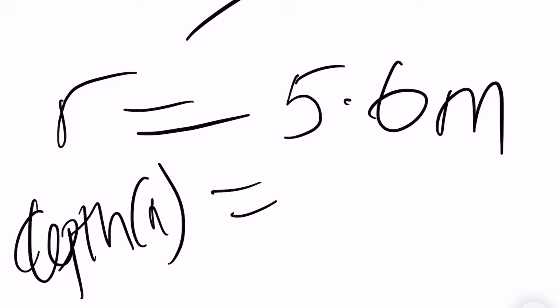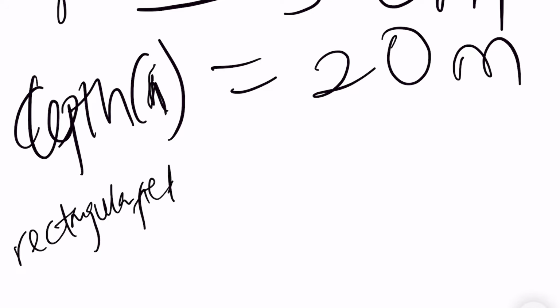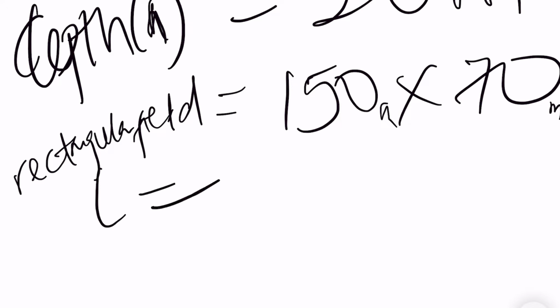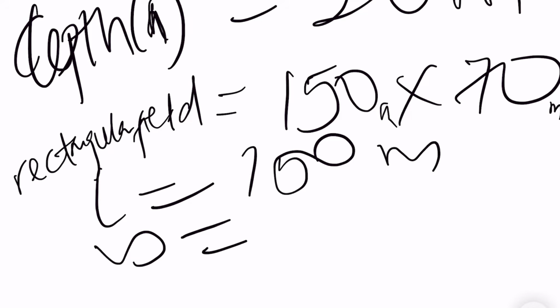So we have our radius to be 5.6 meters. We have our depth, also known as our h, to be 20 meters. We have the rectangular field to be 150 times 70 meters, where our length is 150 meters and the breadth is 70 meters of the rectangular field. Now it says, find the height by which the field is raised.